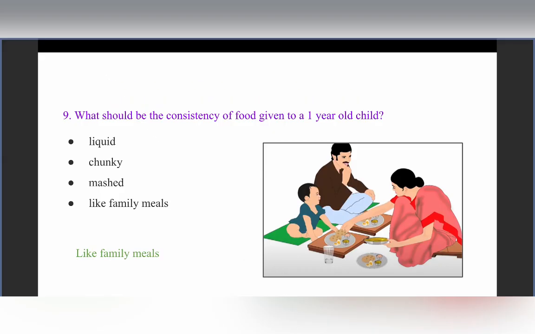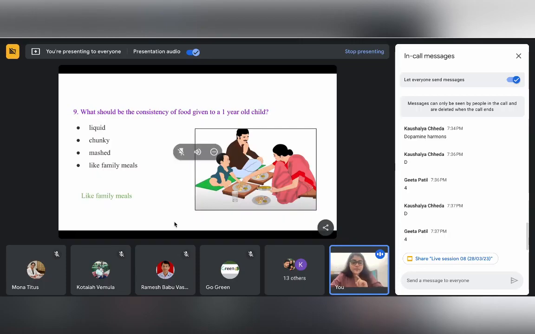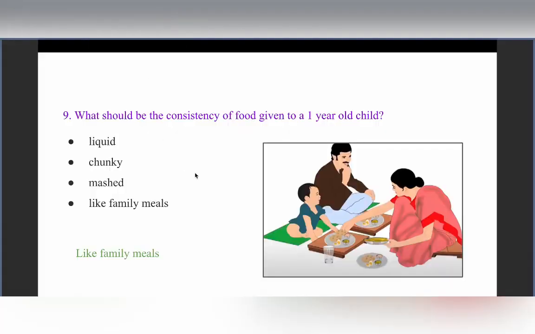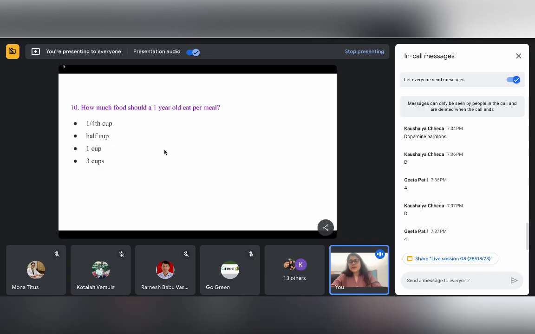For this question also, like for the previous question, what is the requirement? In these kinds of questions, please remember what is the specific kind of consistency. What are the different kinds of consistency of food that are given to the child at different ages? Please go through these also for your exams. Okay, so how much food should a 1-year-old eat per meal?